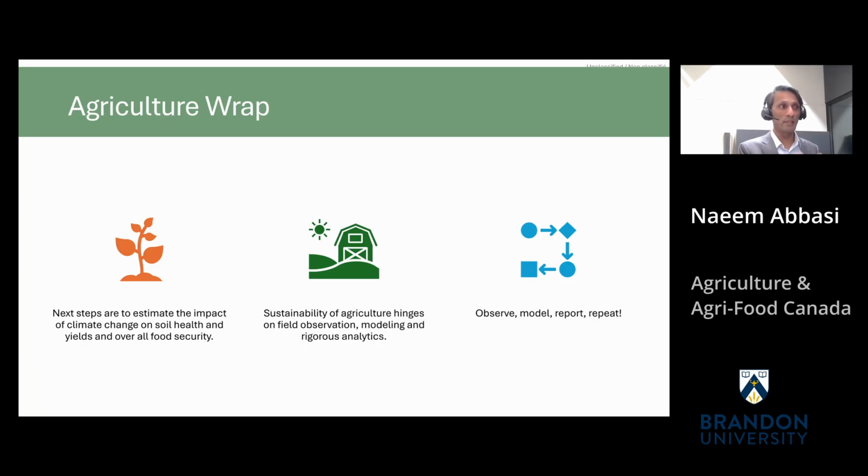Sustainability of agriculture essentially hinges on all these that we are doing. And I'll explain that later a little bit. But what we need to keep doing is observe, model, report, repeat, because that's the way to sustainable agriculture, sustainable health of our well-being, of the food security that we need to secure, essentially.